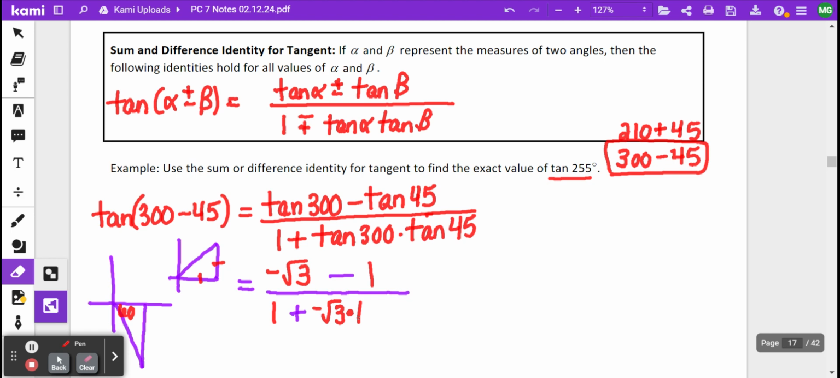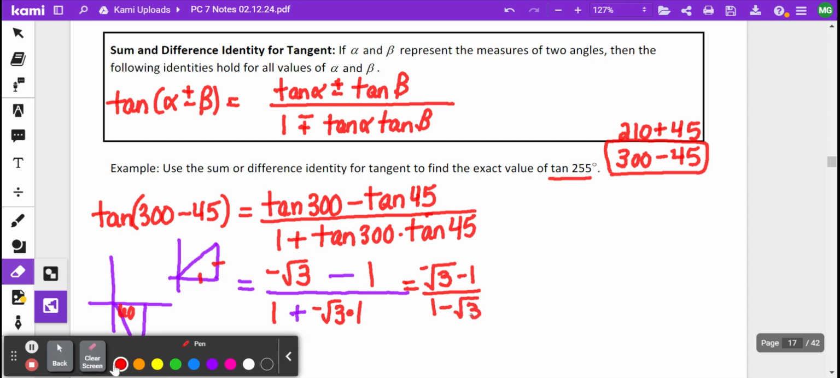Well, we're going to have to clean this up. So first thing I'm going to do is just a little rewrite. So we have negative root 3 minus 1 over 1 minus root 3. And you may recall that one of the rules that we have is that we cannot have a radical in our denominator.